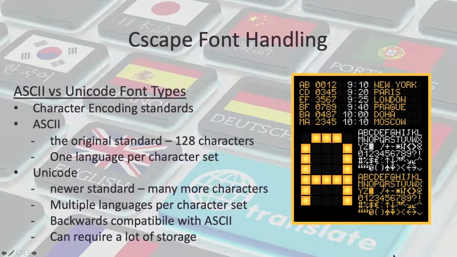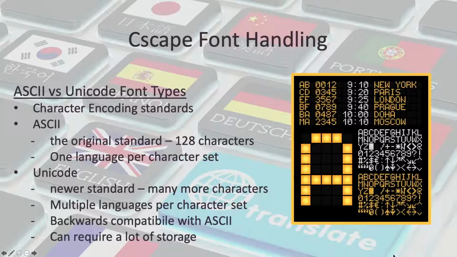Okay, so before we dive into the Seascape specifics on fonts, I wanted to cover a little bit of ASCII versus Unicode. What are we talking about there? Both ASCII and Unicode are character encoding standards. ASCII has been around the longest. It's the original standard, and it supports up to 128 characters. While that sounds like a lot, if you start thinking about multiple languages, you're really only going to be able to support one language per character set when you're talking about ASCII encoding.